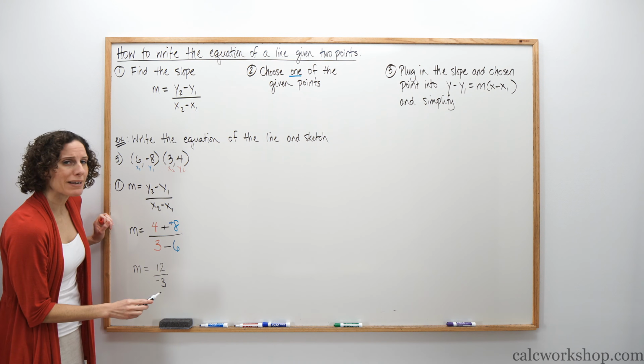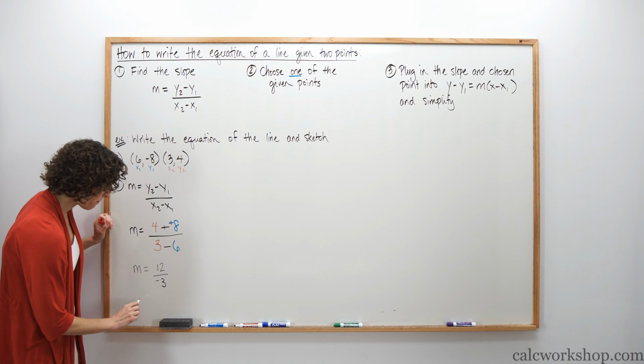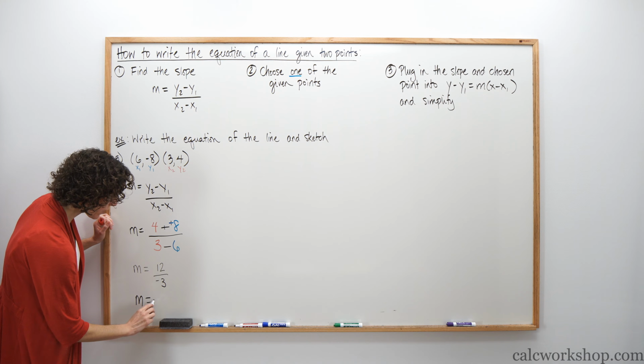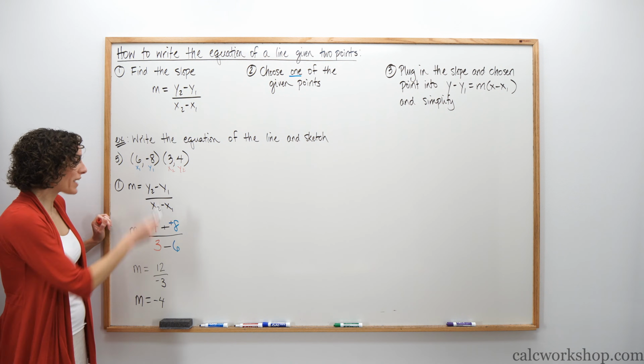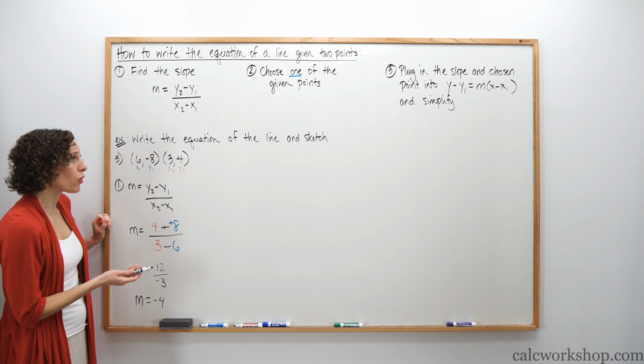Now 12 divided by -3, we know we can simplify. So we get m equals -4. This is the slope of our line. So now we found step 1, we found the slope.